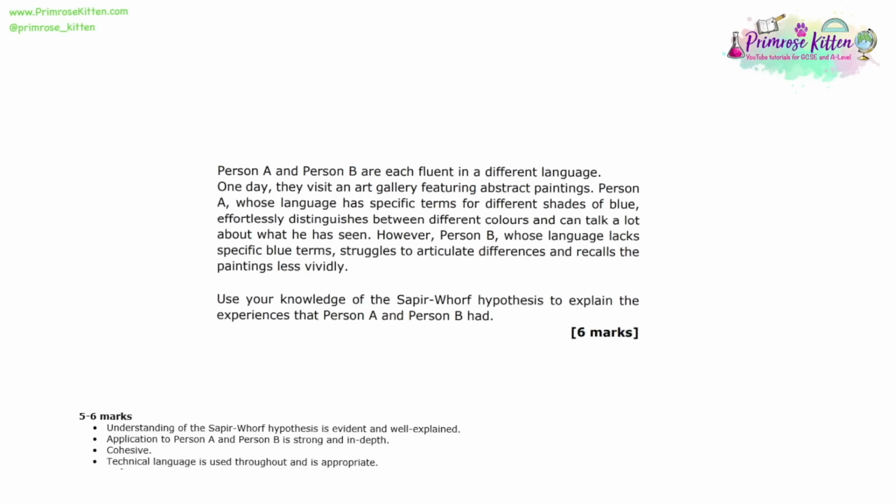Person A and Person B are each fluent in a different language. One day they visit an art gallery featuring abstract paintings. Person A, whose language has specific terms for different shades of blue, effortlessly distinguishes between different colours and can talk a lot about what they have seen. However, Person B, whose language lacks specific blue terms, struggles to articulate differences and recalls the paintings less vividly. Use your knowledge of the Sapir-Whorf hypothesis to explain the experiences that Person A and Person B had. There are 6 marks available for the question.